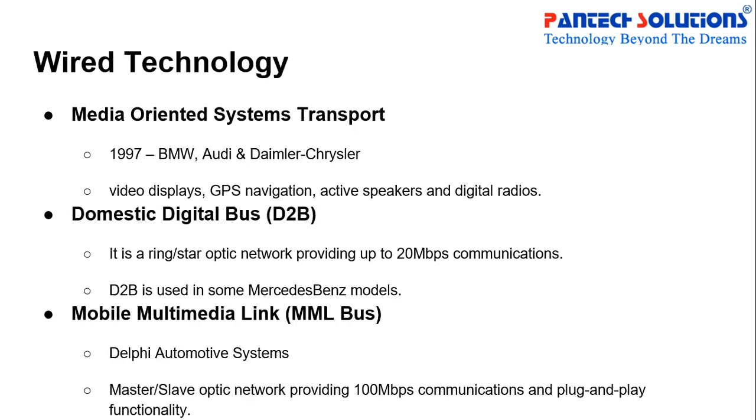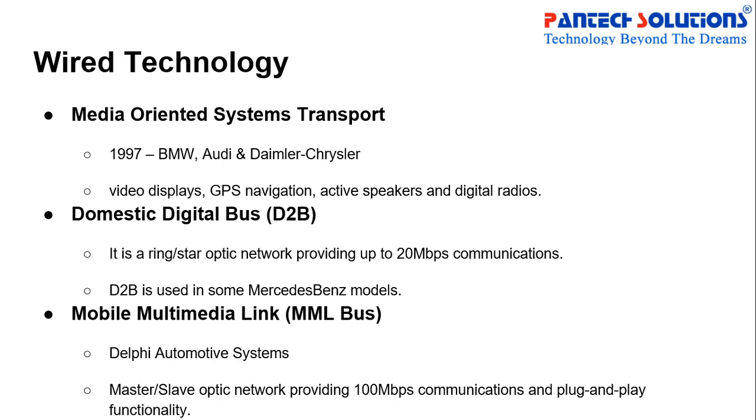And the next one is Media Oriented Systems Transport. In 1997, BMW, Audi, and Daimler Chrysler founded this one. It is mainly for video displays, GPS navigation, active speakers, and digital radios. So for these applications, this protocol has been used. And Domestic Digital Bus, that is called D2B. It's a ring and star optic network providing up to 20 Mbps communications. It's mainly used in Mercedes-Benz models.